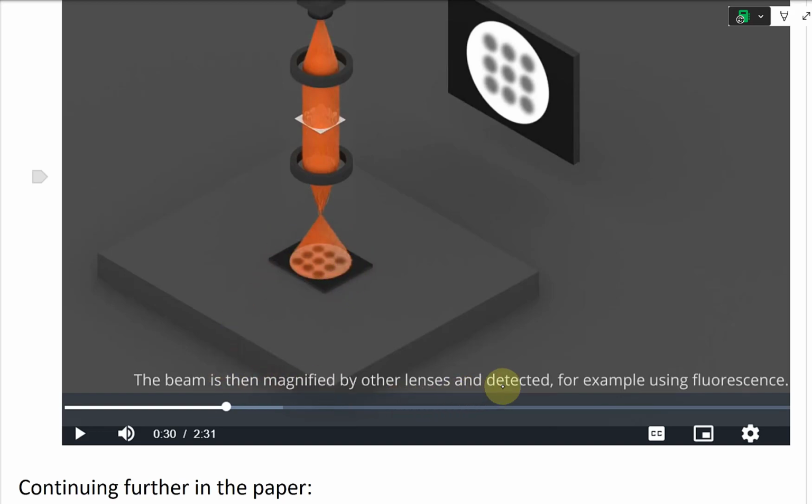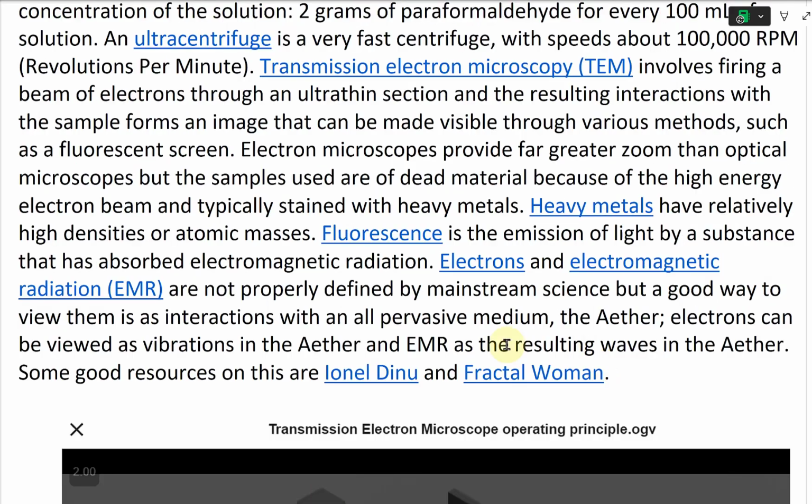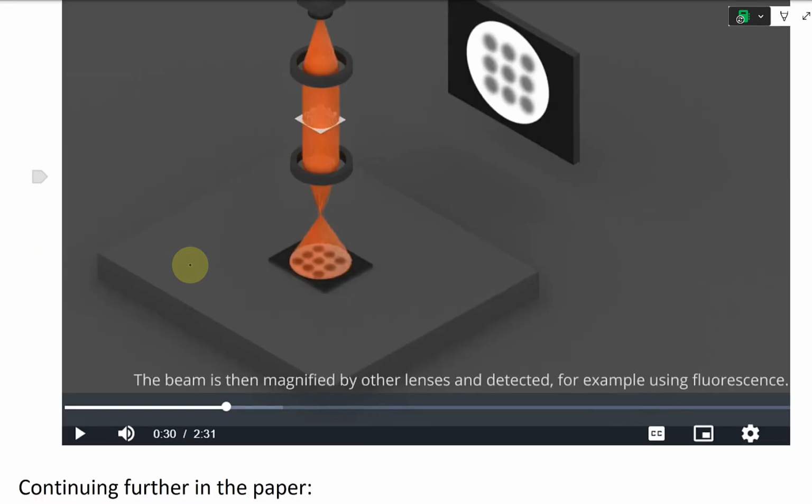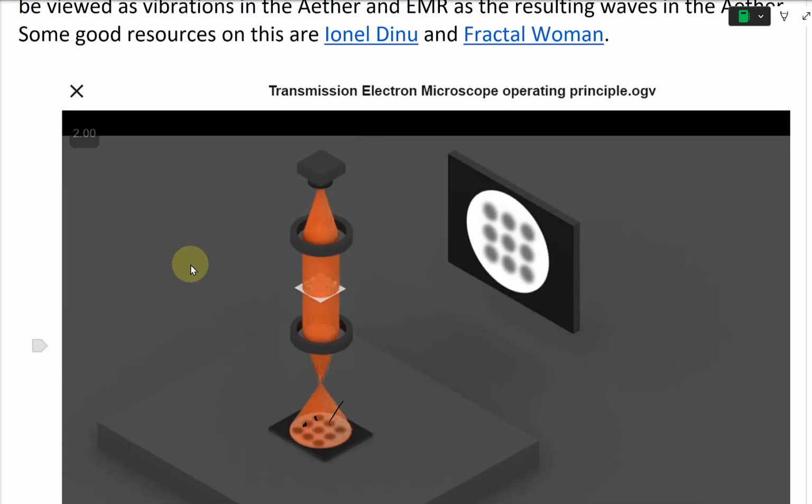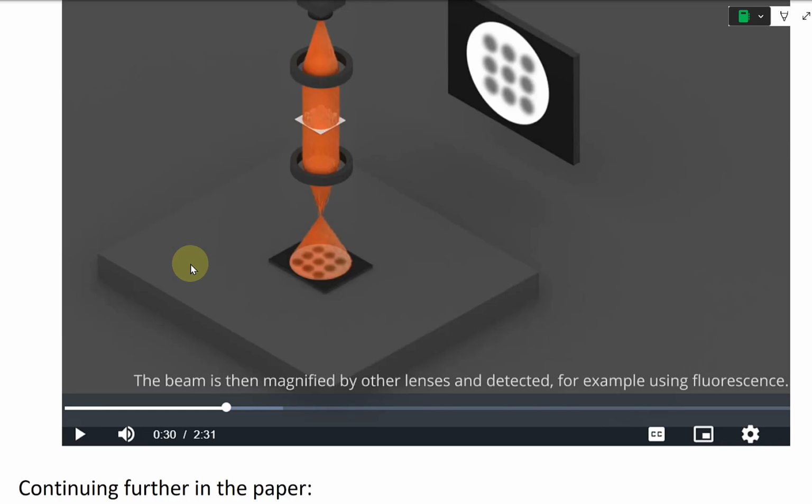So the beam is then magnified by other lenses and detected, for example, using a fluorescence screen. Fluorescence is the emission of light by a substance that has absorbed electromagnetic radiation. So it absorbs it unevenly, then it's going to emit visible light out. Then you can see the differences in the contrast and so on.